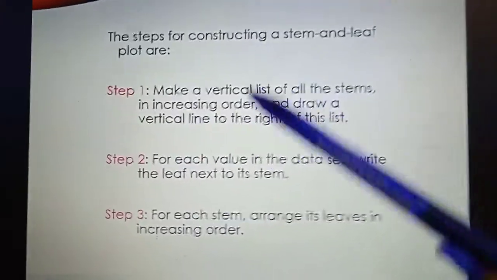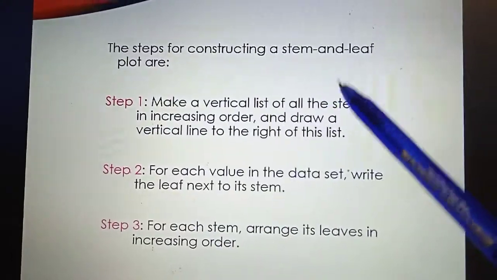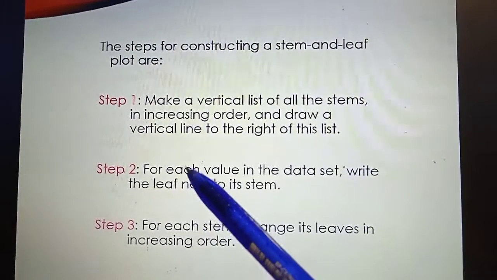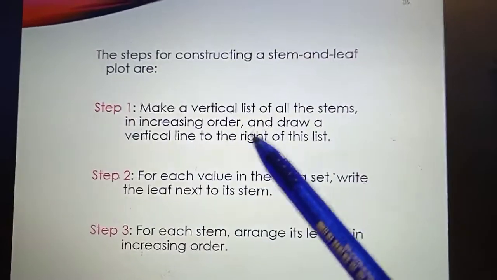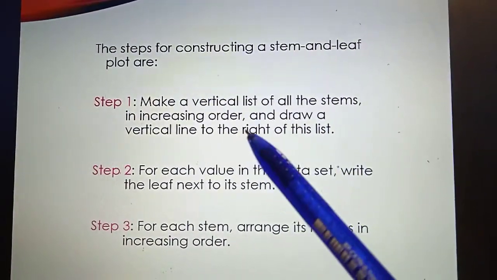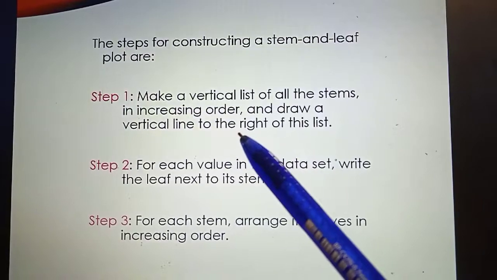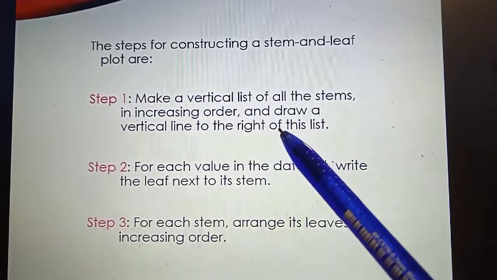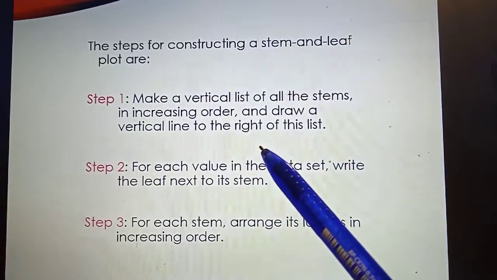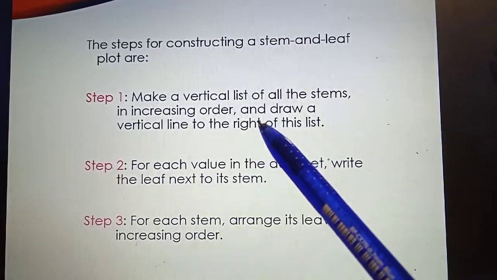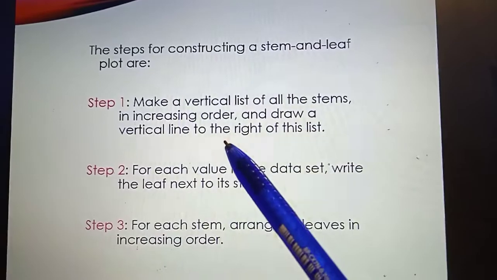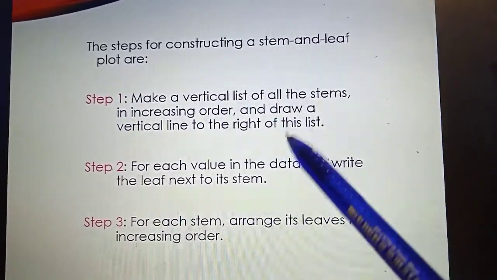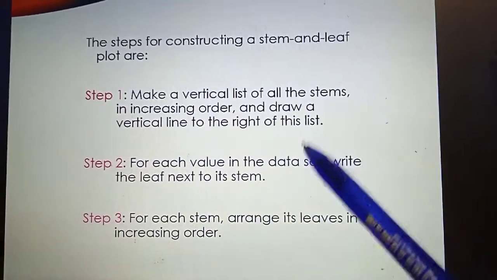Okay, now steps for constructing a stem and leaf plot. We have 3 steps that we need to follow. Step 1, make a vertical list of all the stems in increasing order and draw a vertical line to the right of this list. So first of all, kita kena buat list number dalam bentuk increasing order dulu. Kemudian kita akan make a vertical list. Nanti daripada sini kita akan beri contoh, kita akan lihat dengan lebih jelas.